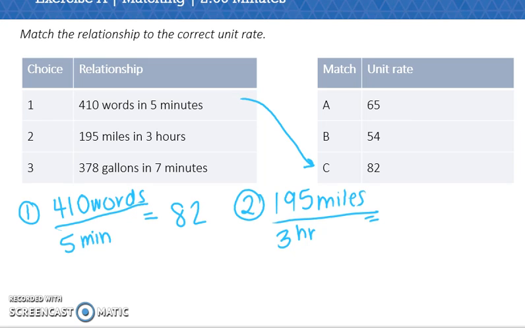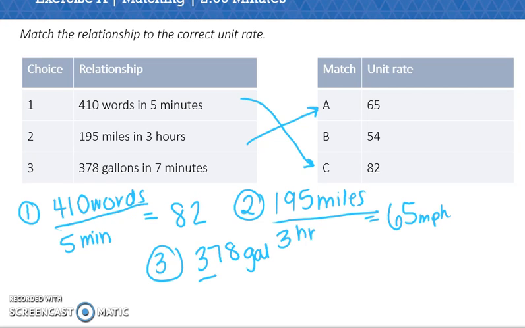So always double check your math. Yay, 65. So the unit rate here would be 65 miles per hour. So that choice would be A. And then lastly, C, it wants to know the unit rate when we have 378 gallons that's happened in 7 minutes. So we're going to take 378 gallons, divide it by the amount of minutes, and that is going to give us 54 gallons per minute.